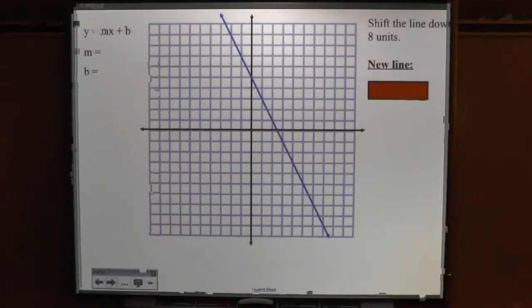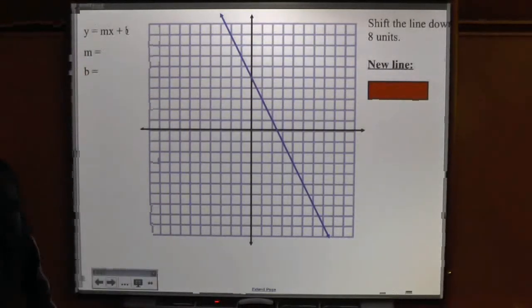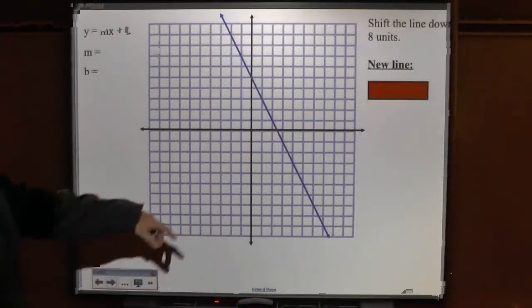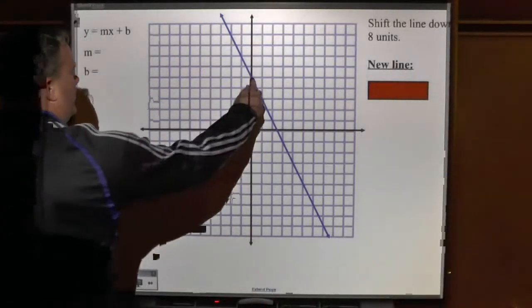Next thing we're going to talk about is the effects of the line and the y-intercept. As we look at this, we have a line here. Right? Well, let's figure out the slope and y-intercept. First thing is slope, real easy. The y-intercept. 1, 2, 3, 4, 5. So here's your y-intercept.